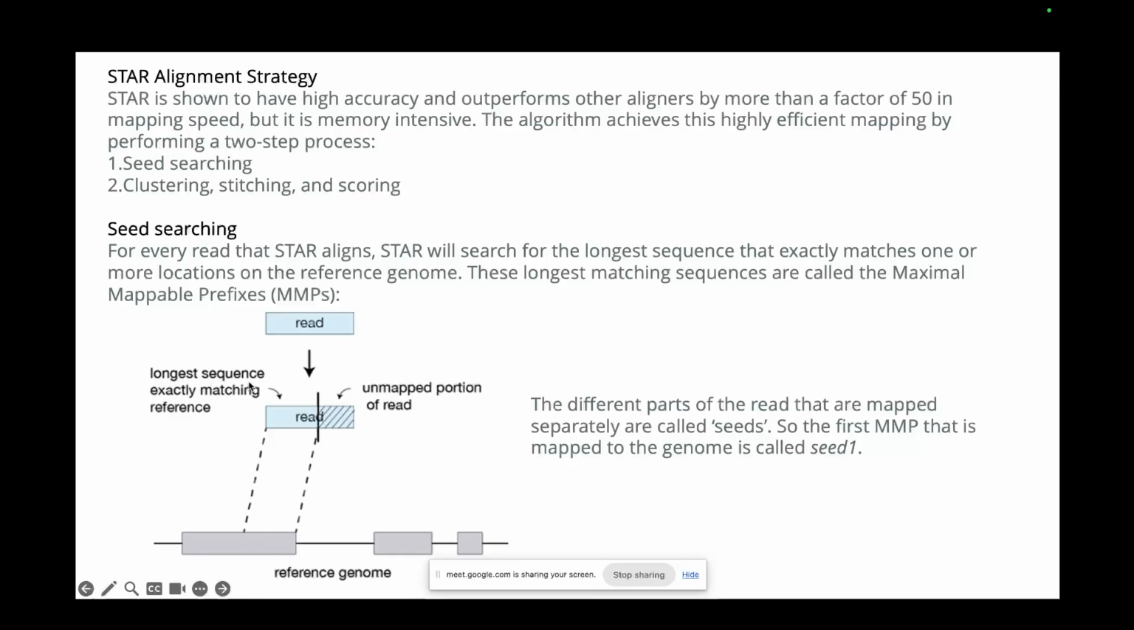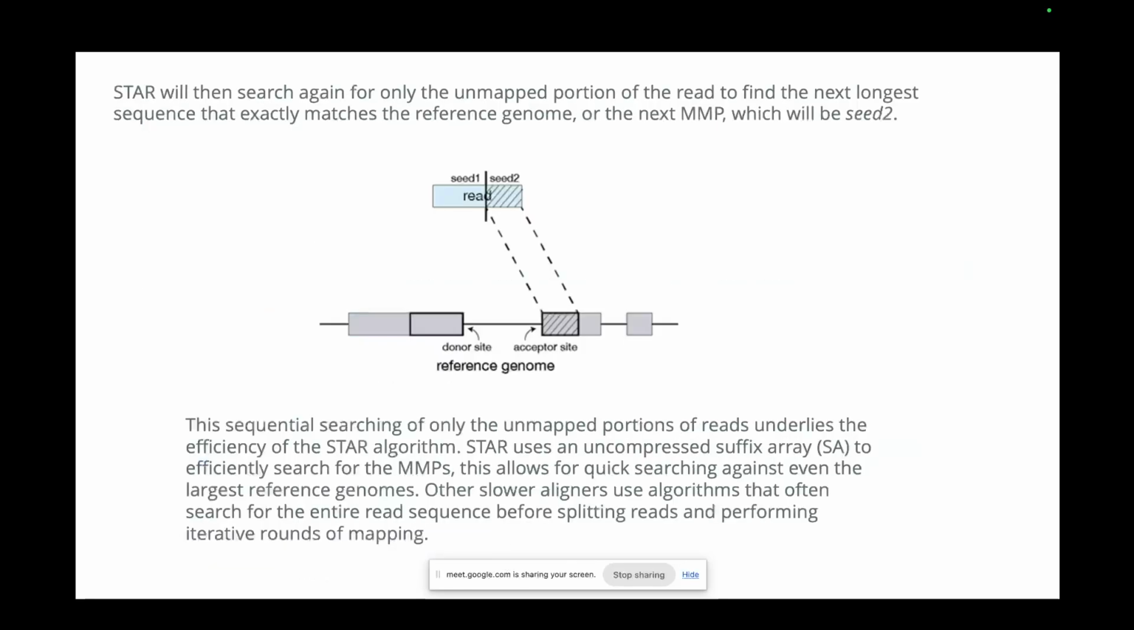So the longest sequence exactly matching the reference, these are called MMPs, and there'll also be an unmapped portion of the read as well. The different parts of the read are mapped separately, and these are called seeds. So the first MMP that is mapped to the genome is called seed 1, and then it will go on for seed 2, seed 3, depending on the number of reads that is present.